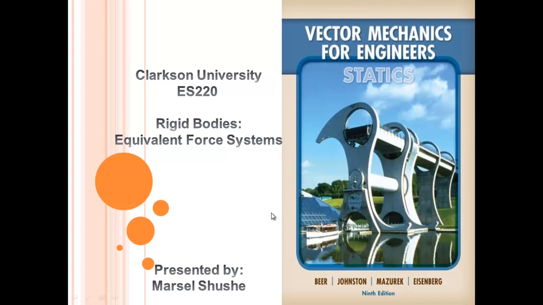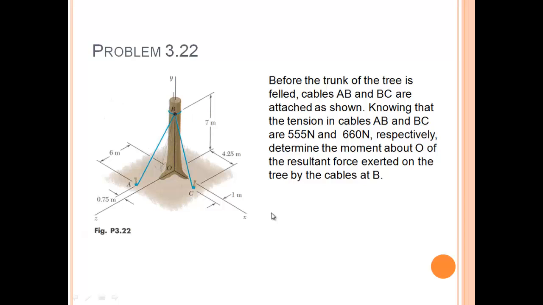force systems. The problem is given as follows. Before the trunk of the tree is felled, cables AB and BC are attached as shown. Knowing that the tension in cables AB and BC are 555 newtons and 660 newtons respectively, determine the moment about O of the resultant force exerted on the tree by the cables at B.